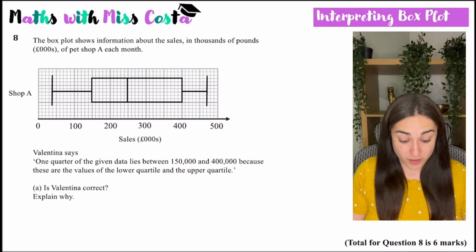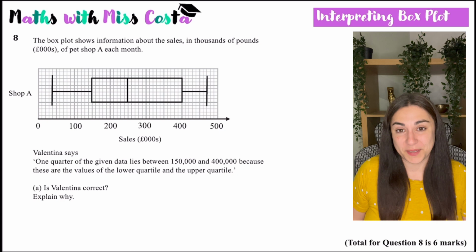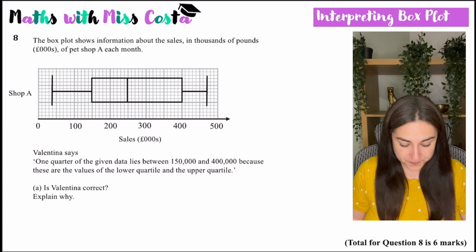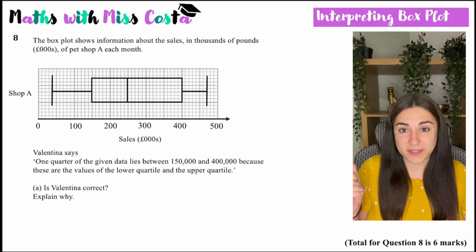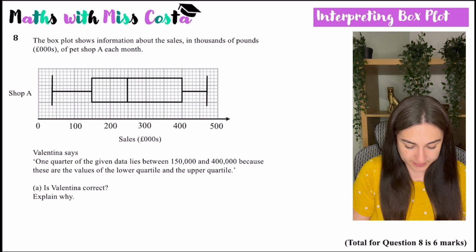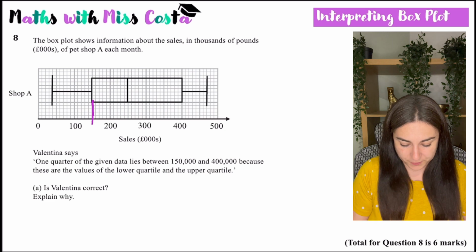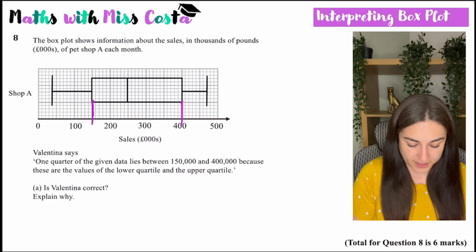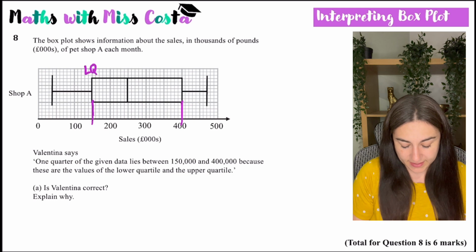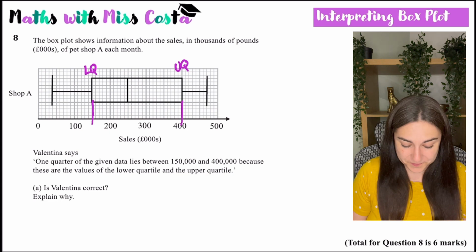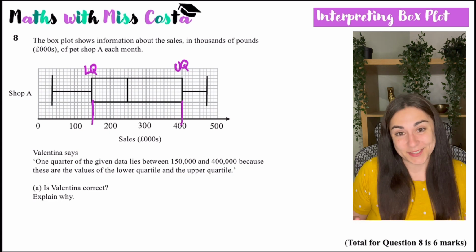Okay, so here I've got a box plot that shows information about the sales in thousands of pounds of Pet Shop A each month. Valentina says 1/4 of the given data lies between £150,000, which is here, and £400,000, because these are the values of the lower quartile and the upper quartile. Okay, so yes, she is correct. That is the lower quartile and this is the upper quartile. However, because of that, it means she's actually incorrect.